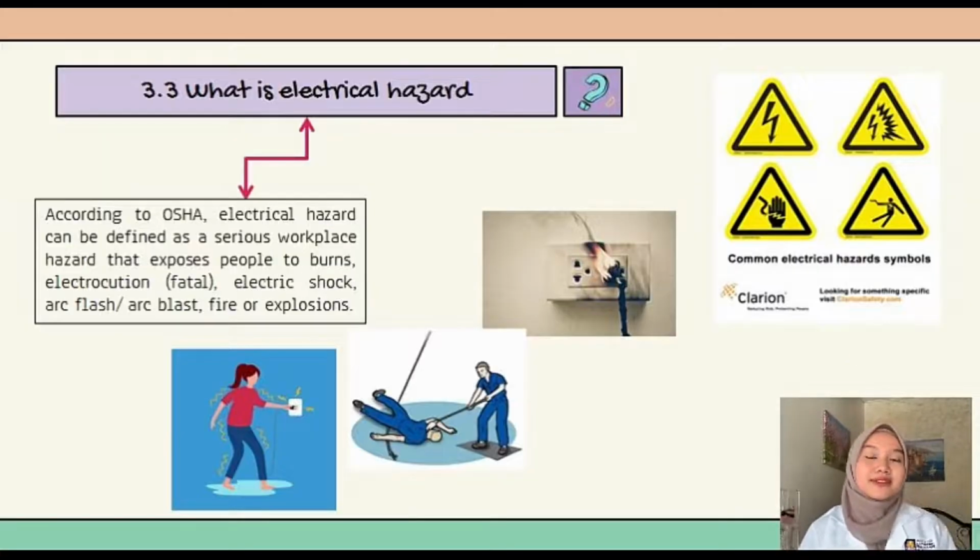Now, what is electrical hazard? According to the Occupational Safety and Health Administration (OSHA), electrical hazard can be defined as a serious workplace hazard that exposes people to burn, electrocution, electrical shock, flash or blast, fire and explosion.